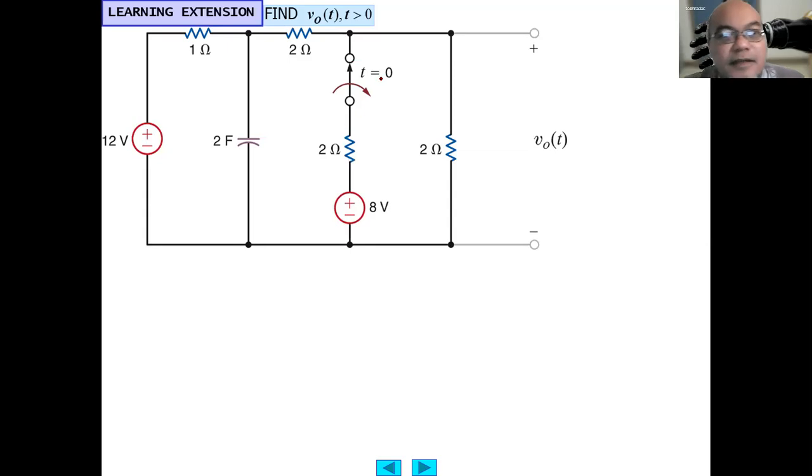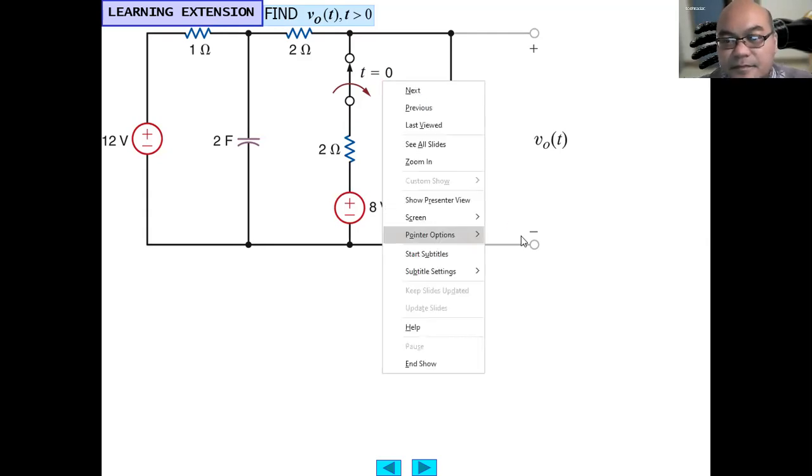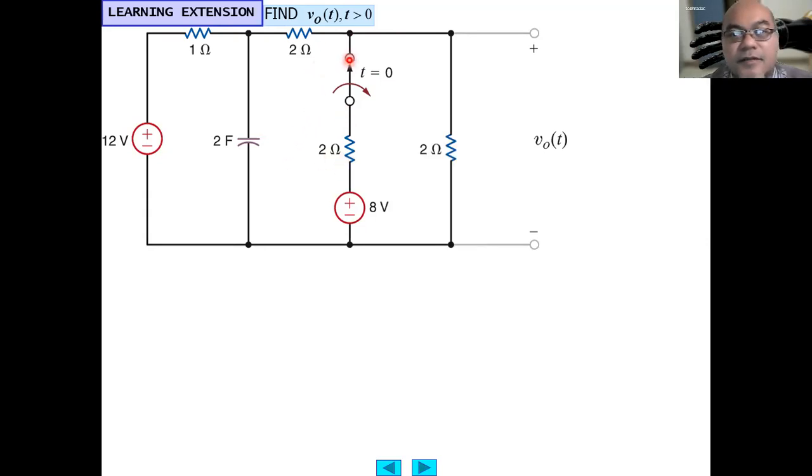Another example here: find the V output of t when t is larger than 0. So when t is larger than 0, the switch is turned off. Like this. So initially, let's draw now.